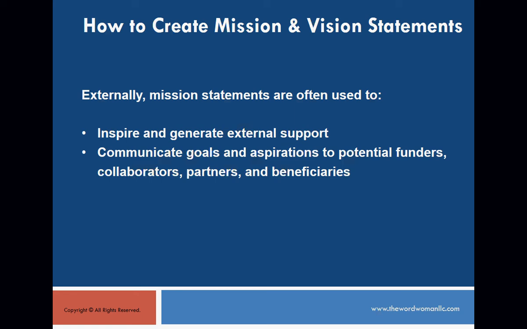So externally, your mission statements can be used to, of course, help inspire and generate external partners. Again, we talked about donors. We talked about friends and family of your current employees and volunteers, of course, partners, other organizations, and governmental agencies. And it also helps to communicate your goals and aspirations to those folks. You know, so you want them to be inspired and excited, but also be very clear about what it is that you are looking to do. You know, your specific goals for maybe within a specific time frame that will get you closer to achieving your purpose. And so how do they tie in, and how can they collaborate with you on that?